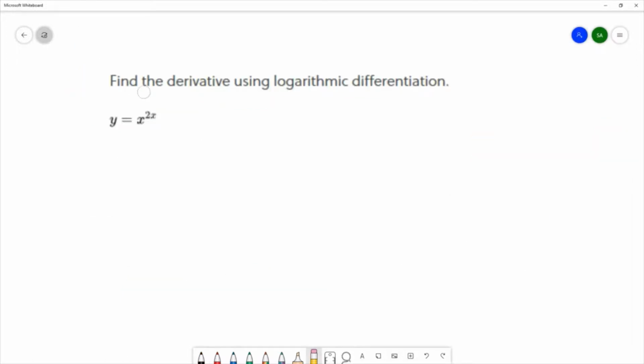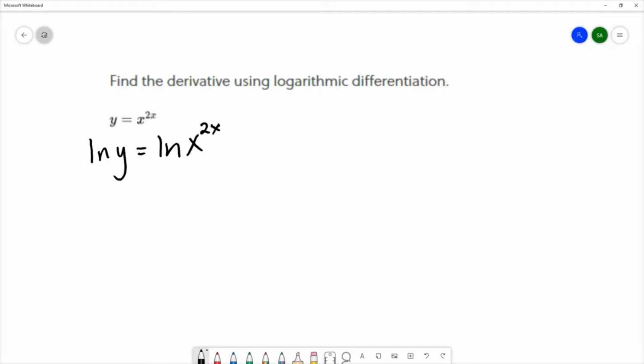On this question, we want to find the derivative using logarithmic differentiation. And I have the equation y equals x to the 2x. So to use logarithmic differentiation, we're going to introduce logs into the equation. We have natural log on the left-hand side, natural log on the right-hand side.